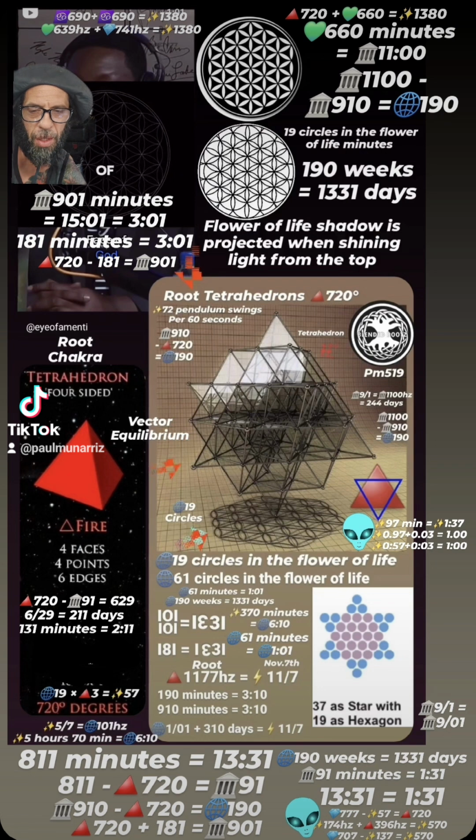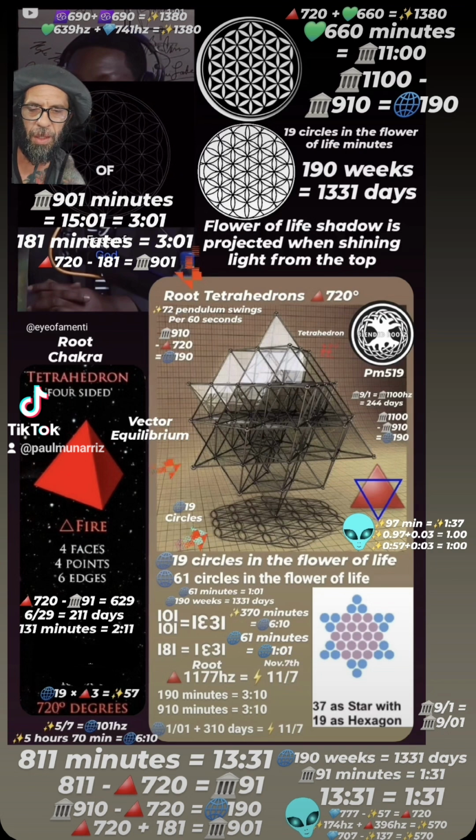So we have 37 degrees in Freemasonry. 370 minutes equals 610 in time, when 61 minutes equals 101. So 910 minutes equals 310 in time, when 190 minutes also equals 310 in time. So 19 and 91 are in essence equal to each other.